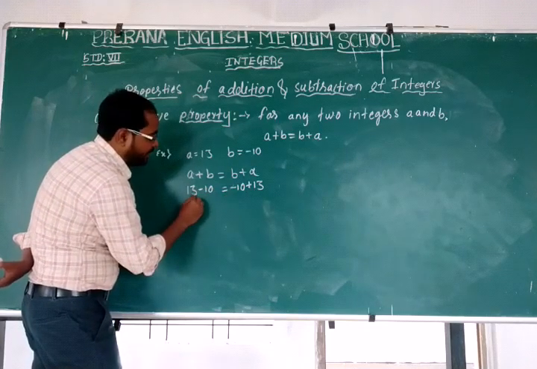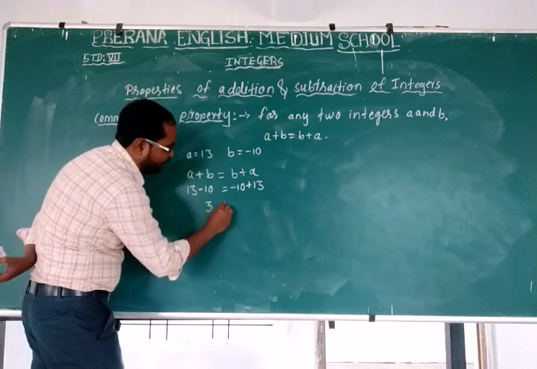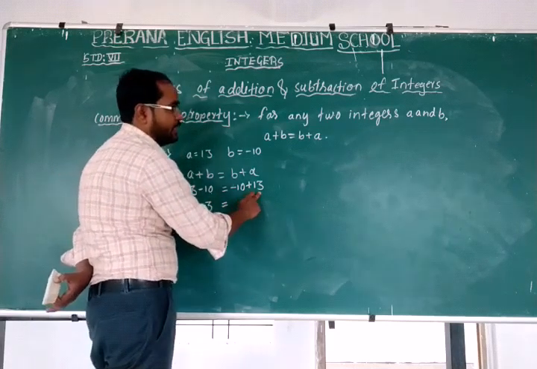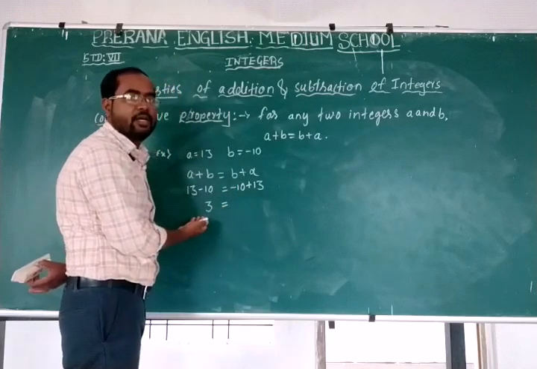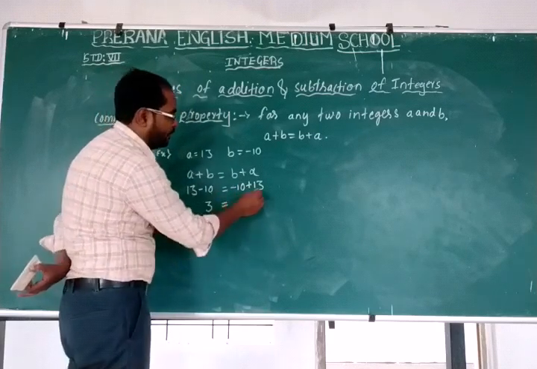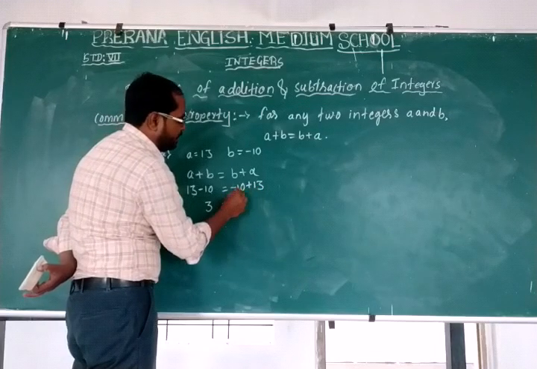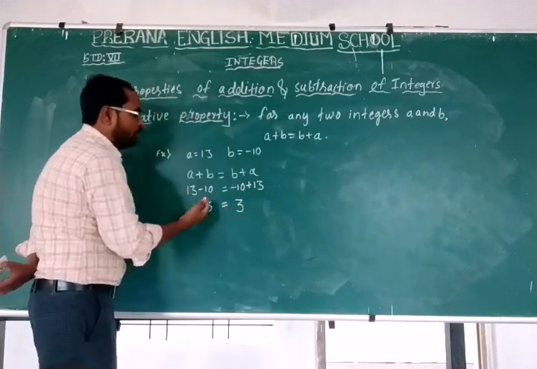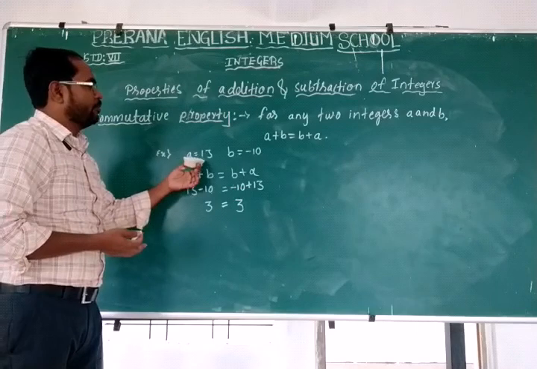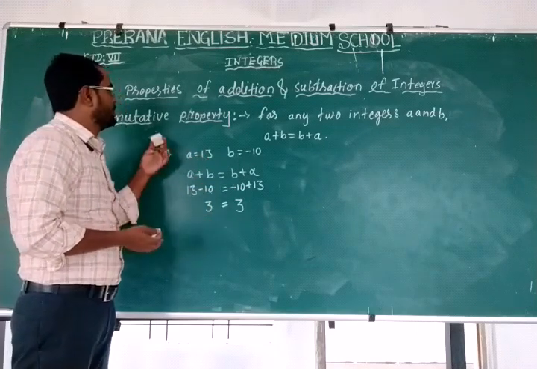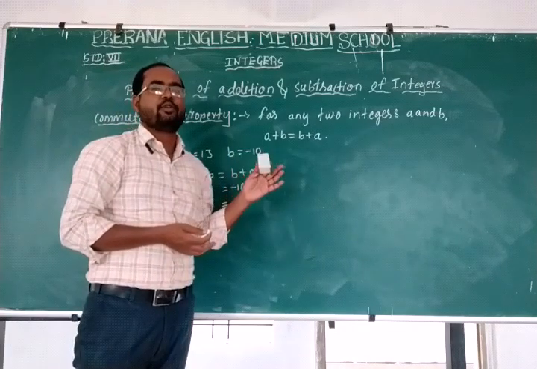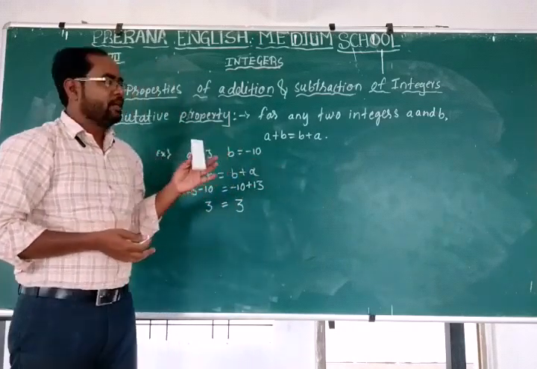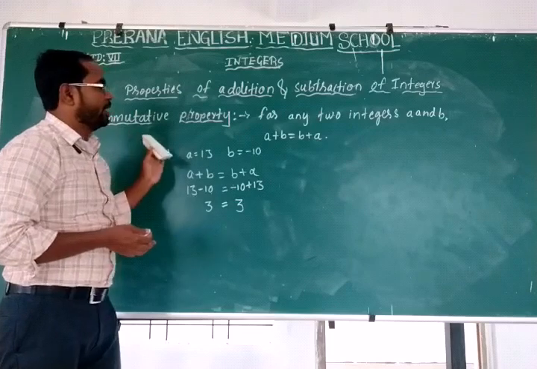Here 13 is the greater number, so 13 minus 10 will be 3, and the sign will be plus. No need to write plus; if it is not written, that means it is plus. 13 minus 10 will be 3. 3 is equal to 3. Like this, you can take many examples and solve. You will see that for any two integers, a plus b is equal to b plus a. This is the commutative property under addition.